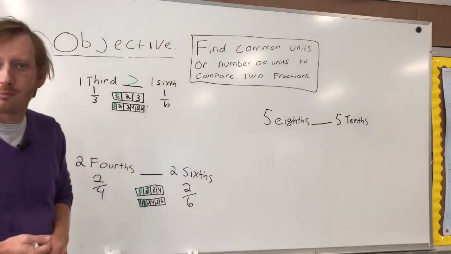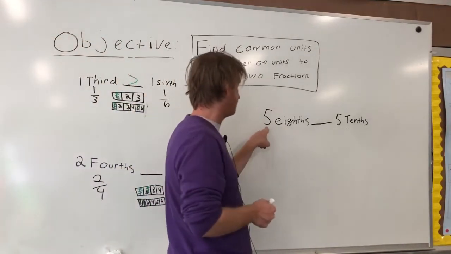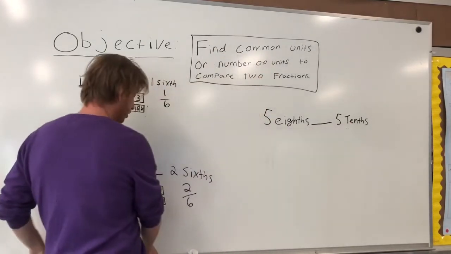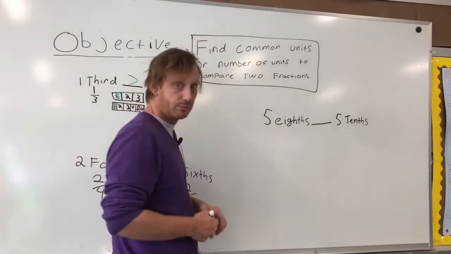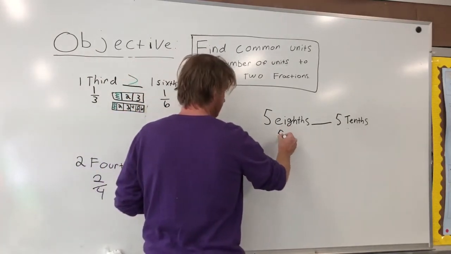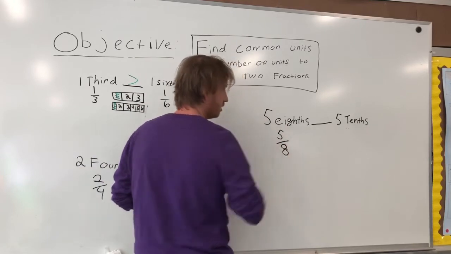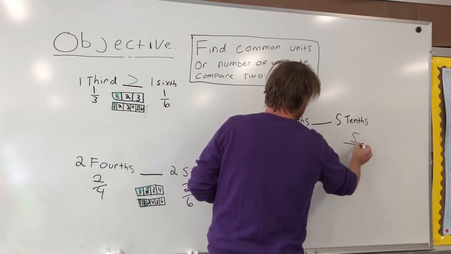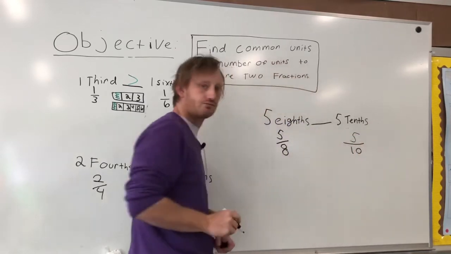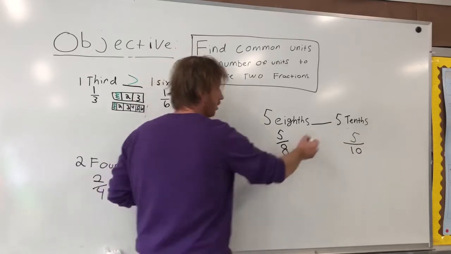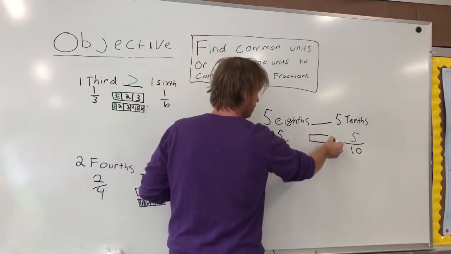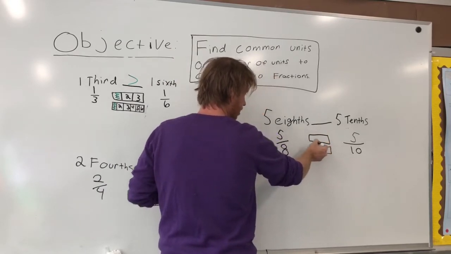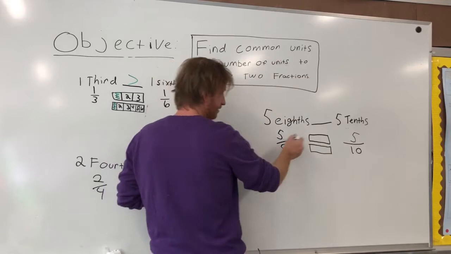Now let's do one more. We have 5/8 versus 5/10. So the first thing I'm going to do, again, is I'm going to make sure I know what I'm talking about. So 5/8 is 5 over 8, and 5/10 is 5 over 10. I'm going to draw my picture. And I'm going to break the first one into eighths.